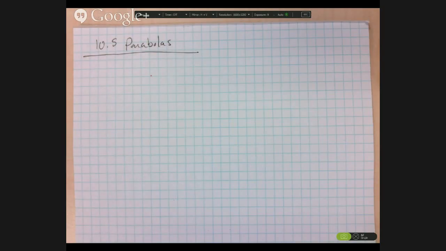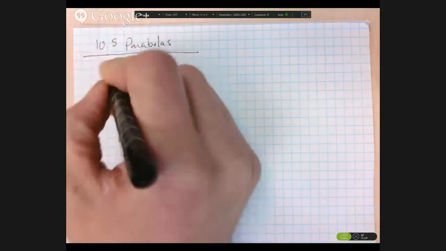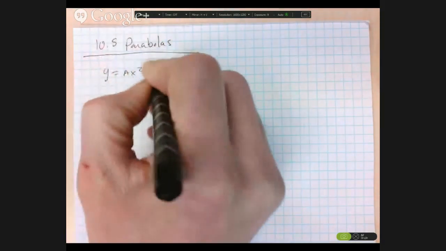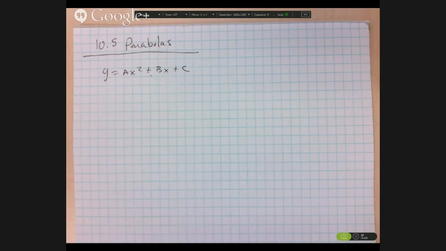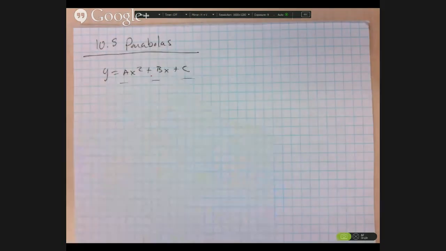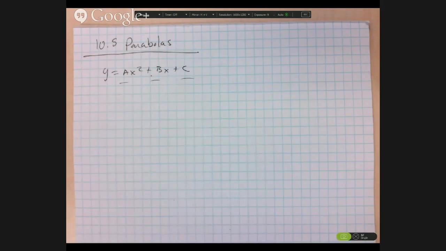Okay, so you're used to seeing this for quadratics, right? For parabolas. The parabola is the graph of a quadratic, and you're used to seeing it in this form with an a, b, and c. So you can factor, or you can complete the square, or you can use the quadratic formula, et cetera, right?